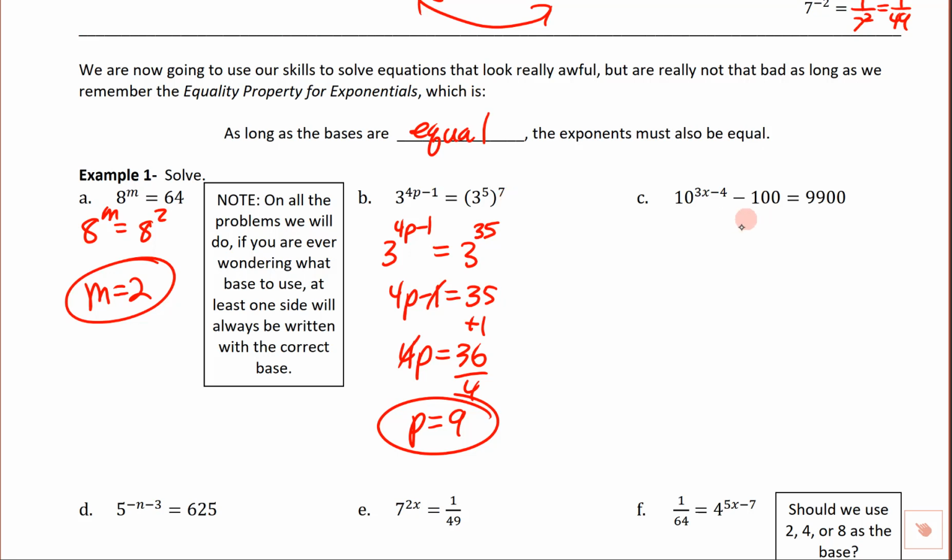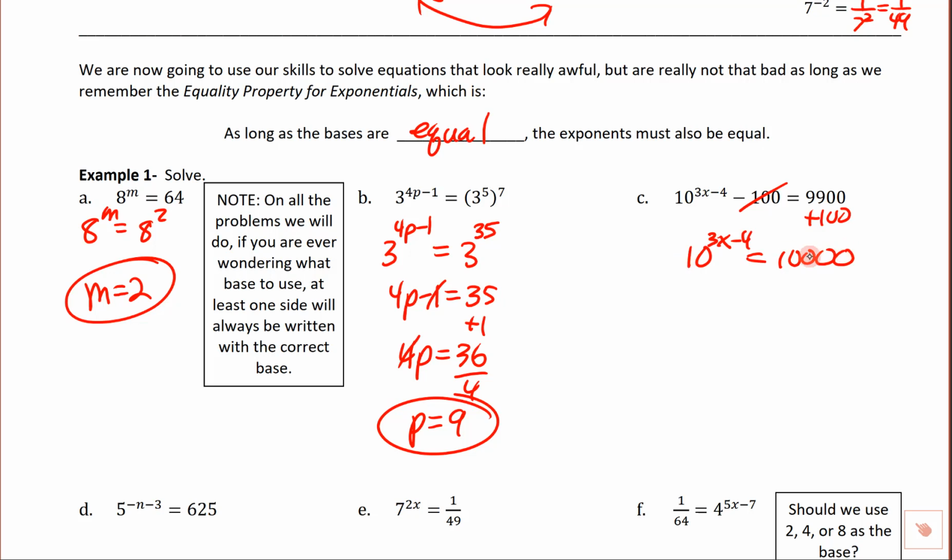So on this one, just like our normal rules, this is the exponential term right here. Okay, this is the variable term, if you want to call it that. So we want to move the 100 to the other side. We want to move those constants to the other side. So we're going to add 100 to that side right there. So we're going to get 10 to the 3x minus 4 equals, and that would make 10,000 right here, if I'm not mistaken. So yeah, so another 0.